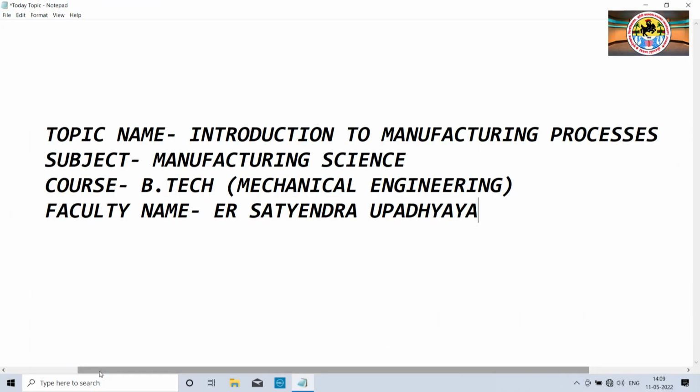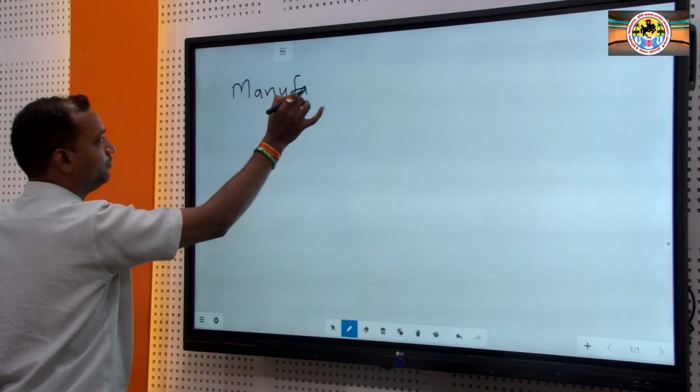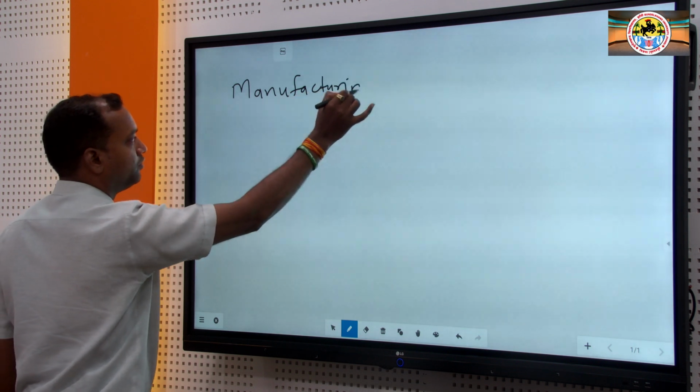I, Satyendra Upadhyaya, Assistant Professor, Mechanical Engineering Department, Bundelkhand University, am going to explain the manufacturing processes which we carry out to convert the raw material into the final product. So, let us move on to the topic today. Before moving on to the final product, first of all we have to know what manufacturing is.